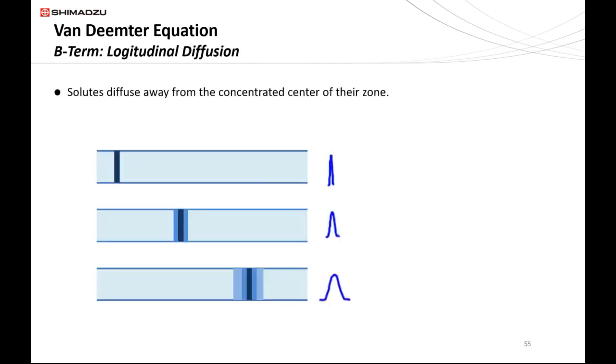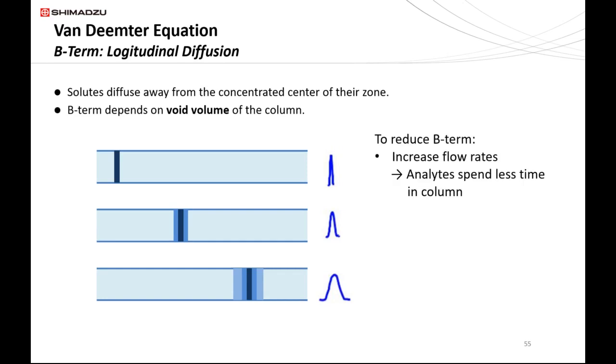The B term describes the diffusion of analytes away from the concentrated center of the zone, and it depends on the void volume. One of the ways to reduce the B term is to increase mobile phase flow rate so that the analyte spends less time in the column, and there will be less time for the analytes to diffuse. But this will also mean that there will be less time for interaction with the stationary phase, and there will be less separation. So there is only a limited window for adjustment of mobile phase flow rate.